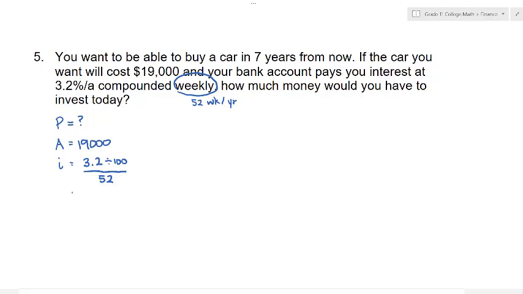Okay, so I can fix this and make it look a little bit nicer. 33.2 divided by 100 is 0.032, divided by 52. And if I type this on my calculator to see what I get, 0.032 divided by 52, I get 0.0006158 or 5384, and the decimal keeps going on forever.